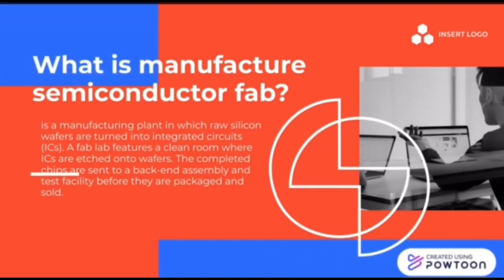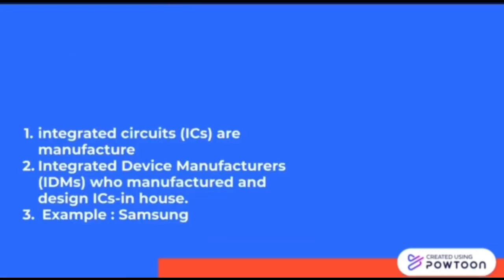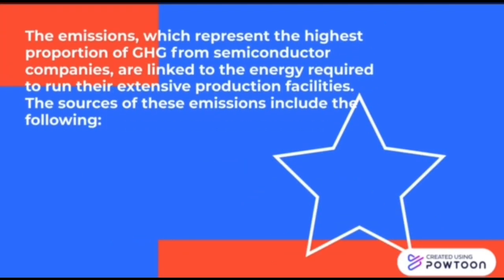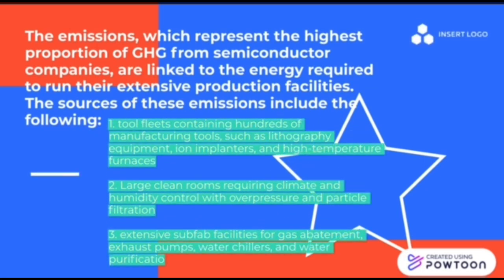Next, what is a semiconductor fab? It's a manufacturing plant in which raw silicon wafers are turned into integrated circuits. Next, the list of semiconductor fabrication plants. First is integrated circuit, next is integrated device manufacturers, for example, Samsung. The emissions which represent the highest proportions of GHG from semiconductor companies are linked to the energy required to run their extensive production facilities.